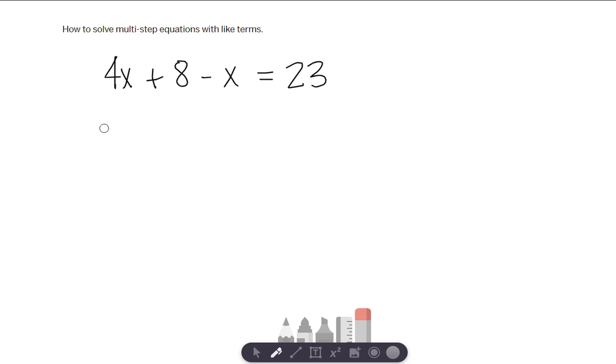Okay, here's a quick video to talk about our multi-step equations when they have like terms. Okay, so I'm going to separate my two sides. When I'm thinking about like terms, I really like to look at just the left side first, and then you look at the right side second, and then you start using inverse operations.